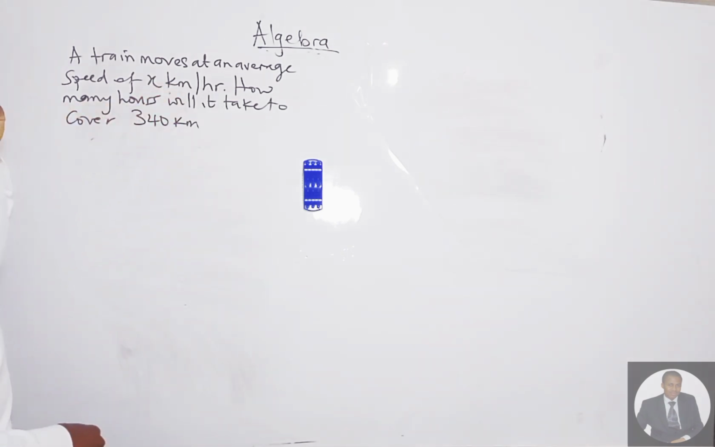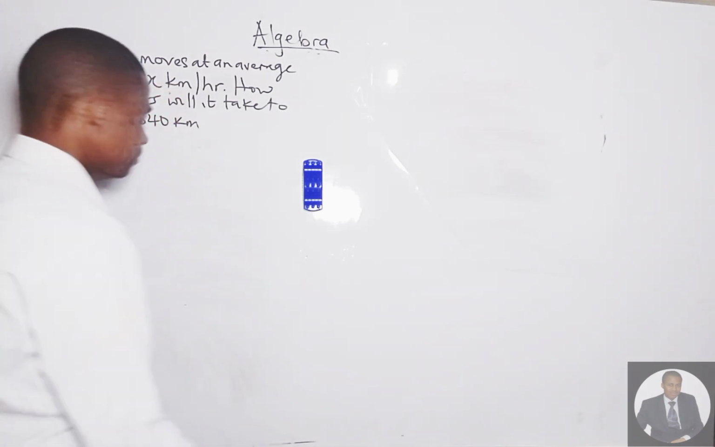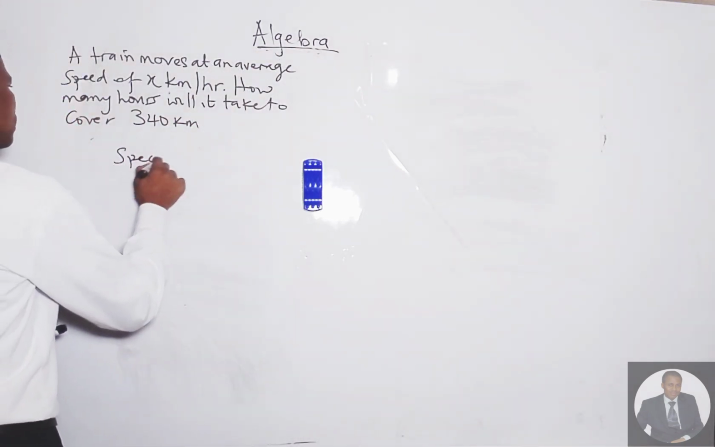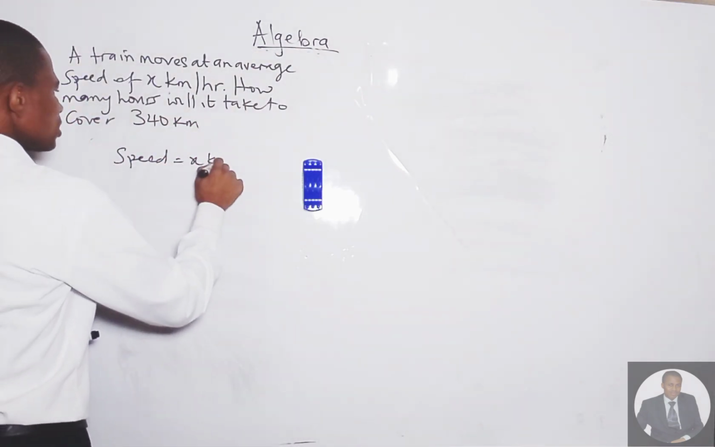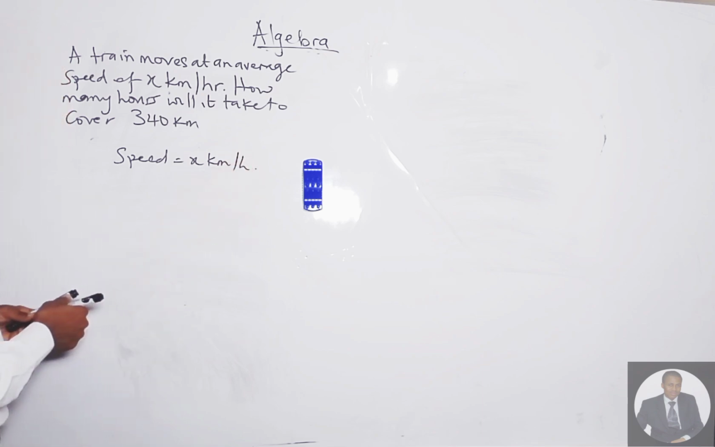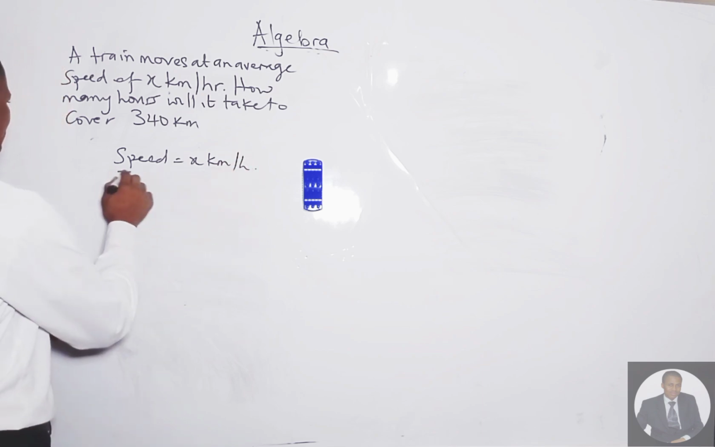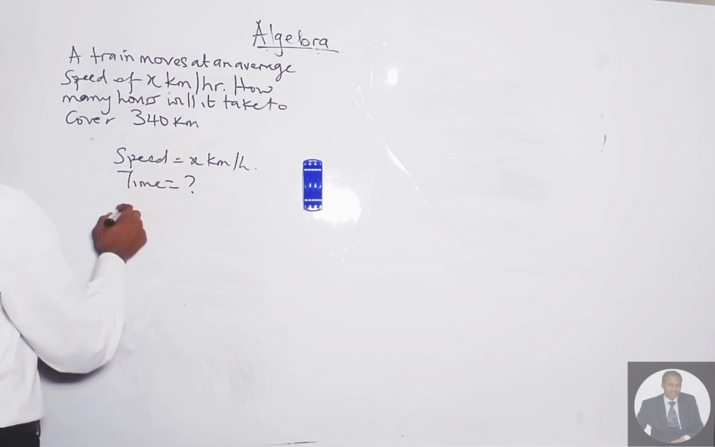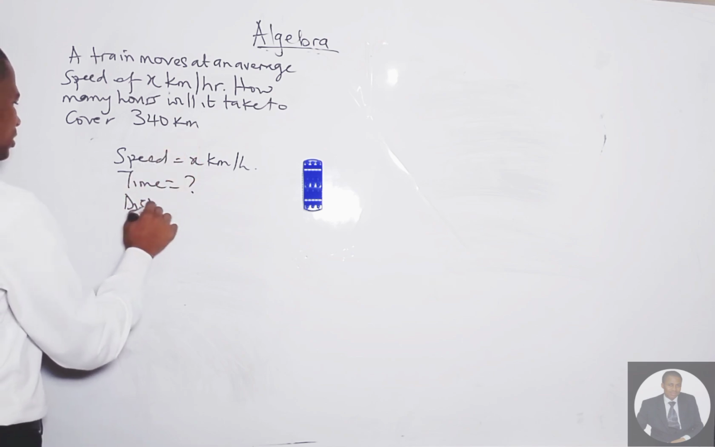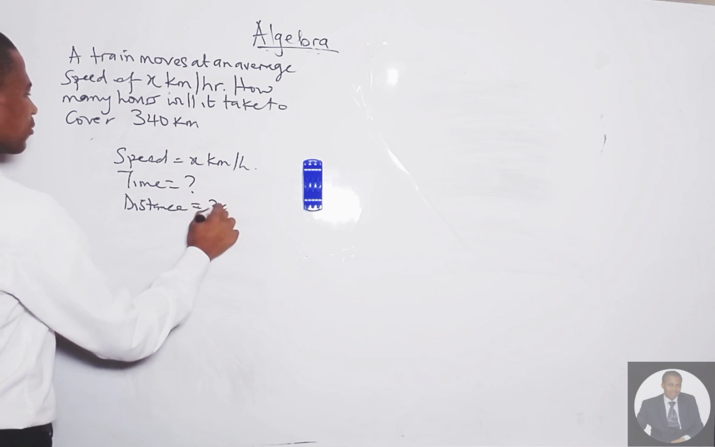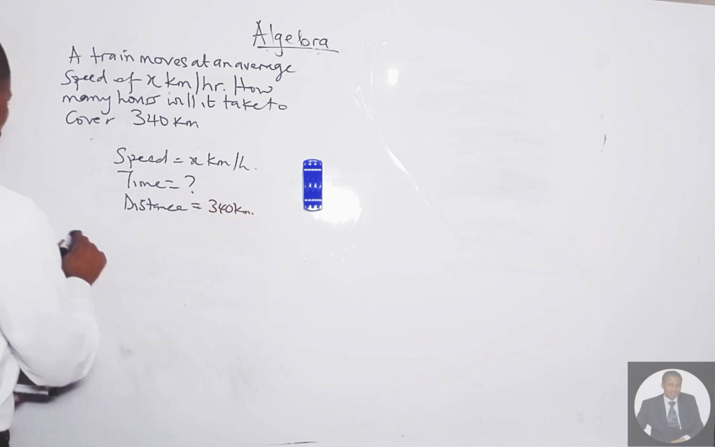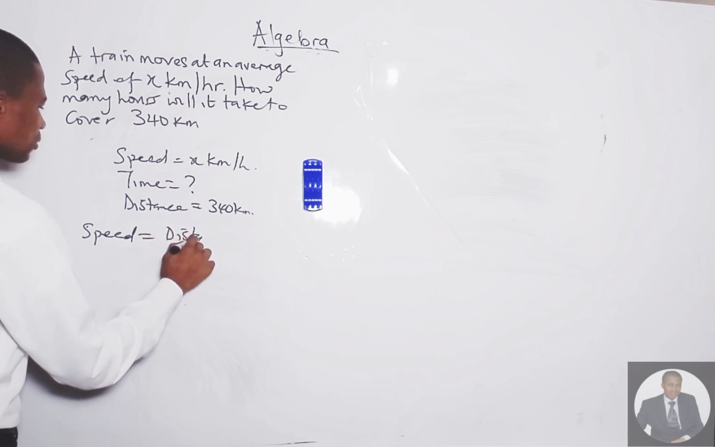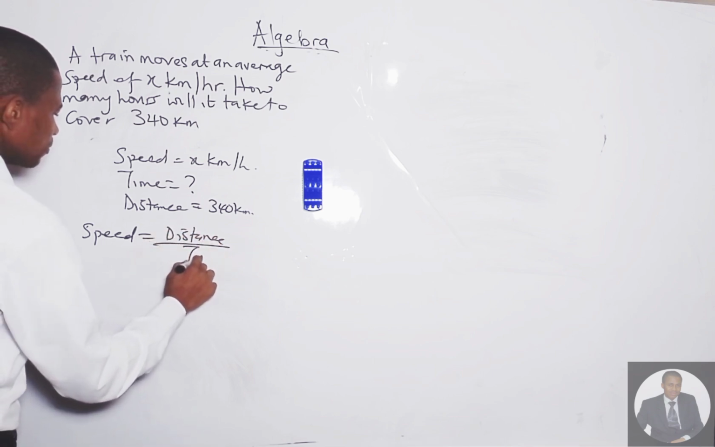A train moves at an average speed of s km per hour. So it tells us that speed here is s km per hour. And then they are asking how many hours, that's time, we are looking for, will it take to cover a distance of 340 kilometers. What's speed? Speed equals distance over time.